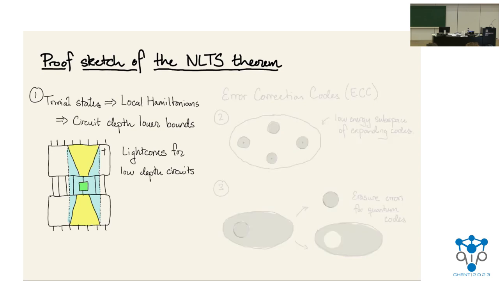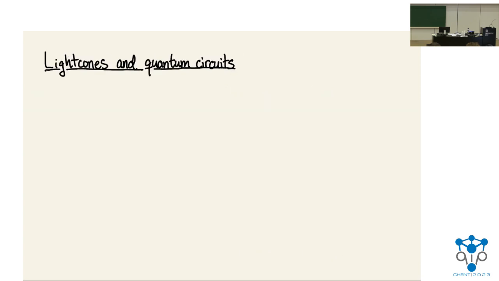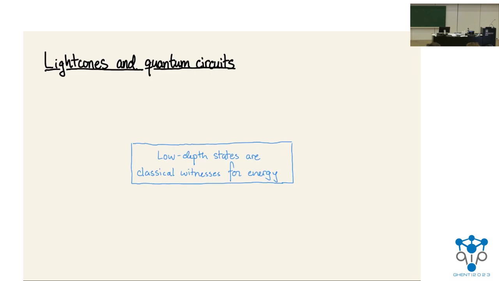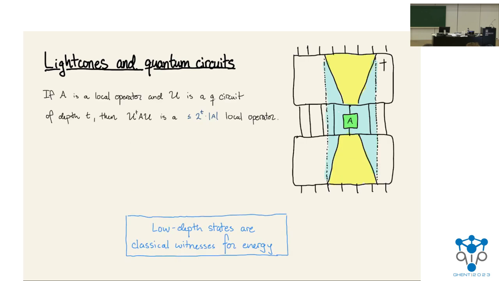So let's start with the first idea, and let's just realize that what we're really trying to do is prove circuit depth lower bounds, right? We're trying to prove that all the low energy states cannot be generated by low-depth circuits. So that's just proving some circuit bound on states. And in order to do that, we're going to need some techniques. But before we do that, let's first verify the statement that low-depth states are classical witnesses for energy. I sort of claimed to you that this was a reasonable ansatz for classical descriptions. Let me at least make that statement rigorous.